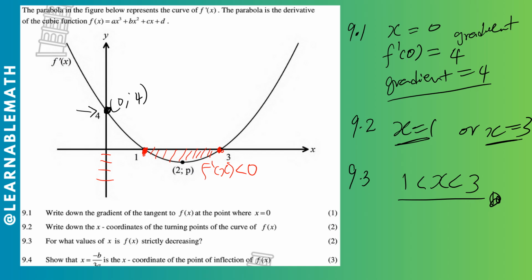All right, let's go to the last question. 9.4 says, show that x equals minus b over 3a is the x coordinate of the point of inflection of f of x. Very, very important. Okay, what do we know about the point of inflection, guys? We do know that at the point of inflection, the second derivative must be equal to 0.